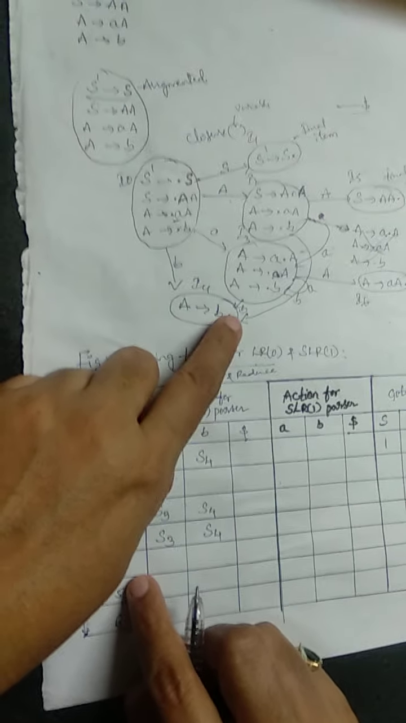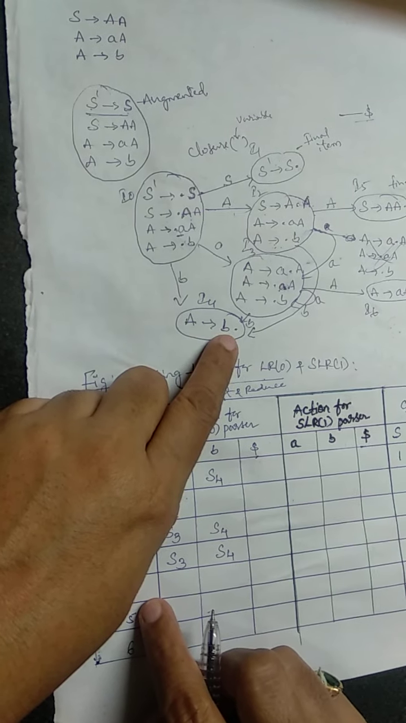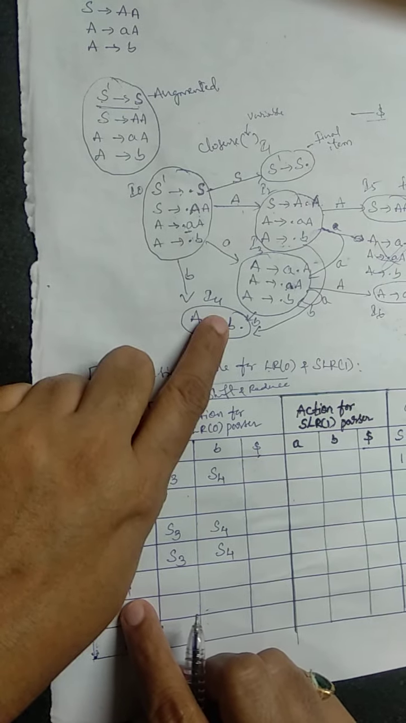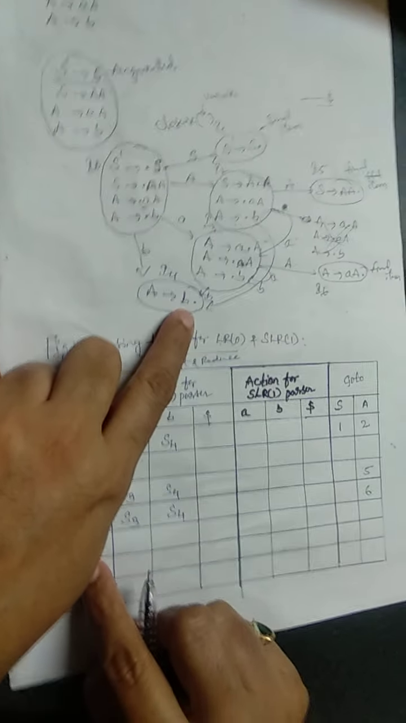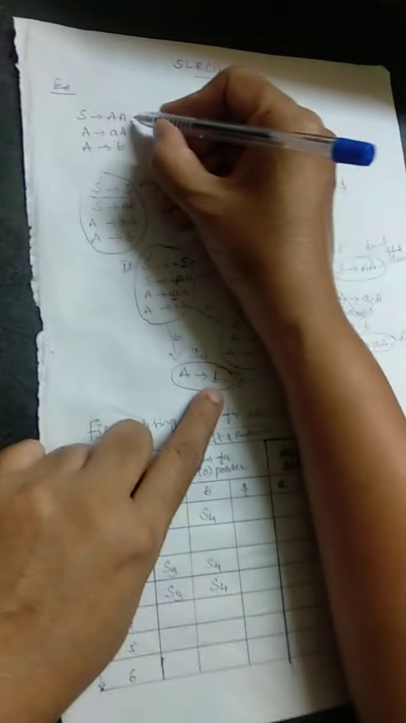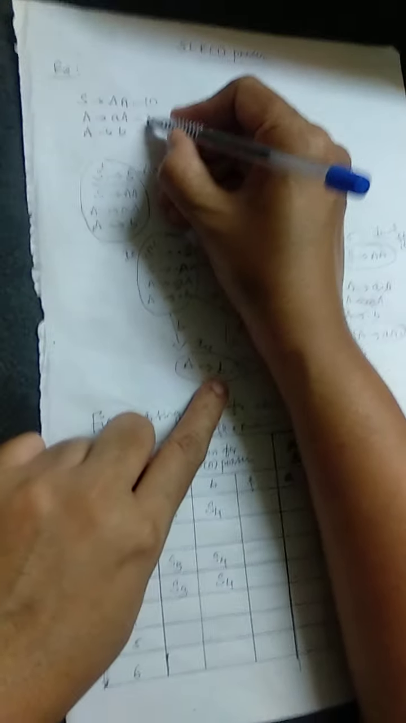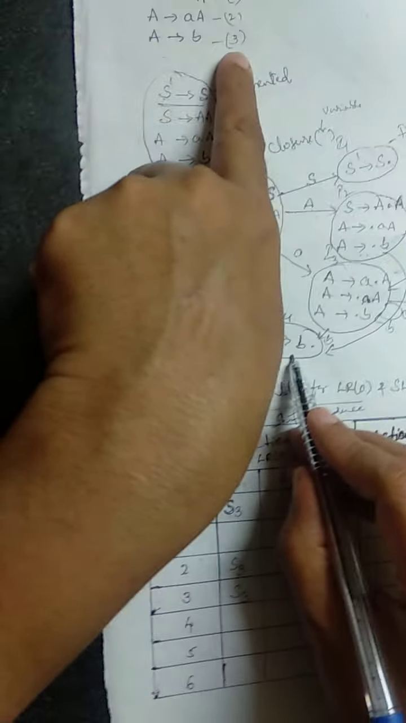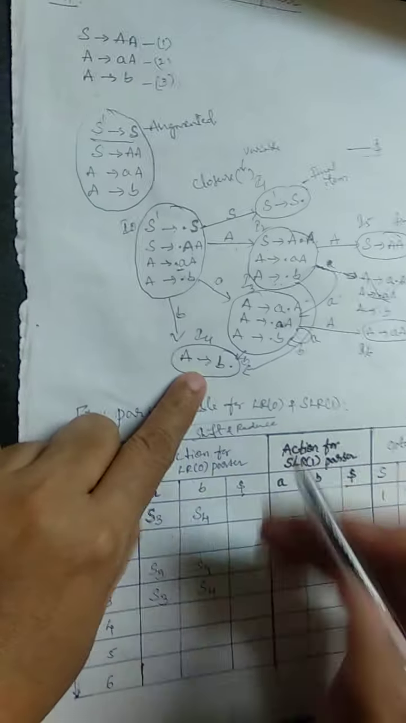If any state contains the final item, then you have to use the reduce action. So from the state I4, what is the final item? A implies B. When you are going to write the reduce, you have to write that production number. From the given grammar, first let us number it. This first production is 1, 2 and 3. Which production is present here? A implies B. What is the number? It is 3. This state contains the final item, right? Then you have to write the reduce.